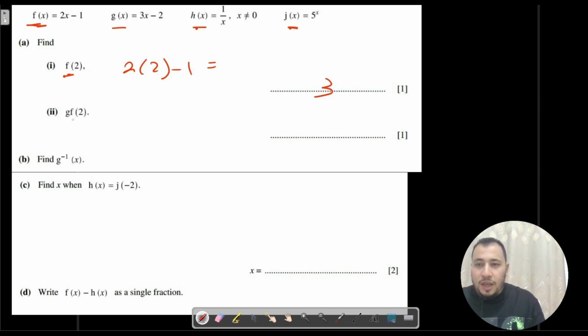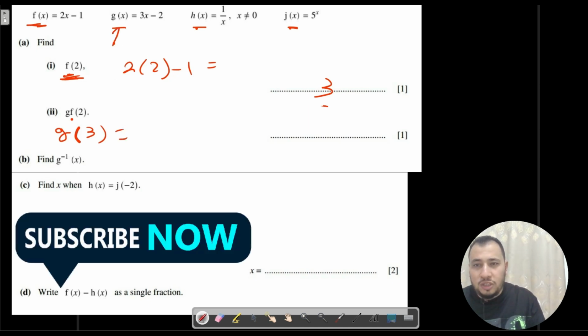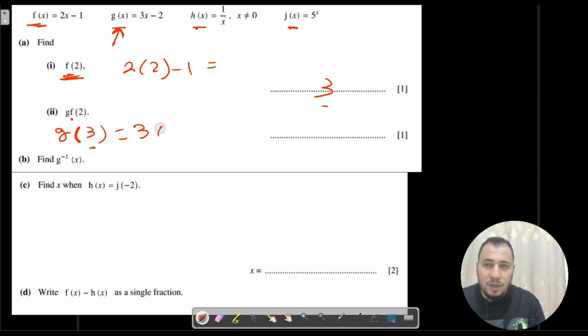Find g f of 2. This is composite functions, and in composite functions you have to start with the function on the right. F of 2, you have to be a little bit smart. We got it already from part i, so the answer is 3. So we can just substitute f of 2 with 3, so it will be g of 3. Now it's time to go to function g and substitute x with 3, so it's going to be 3 multiplied by 3 minus 2, which is 9 minus 2 equals 7.